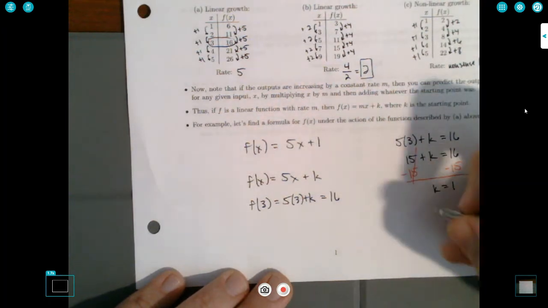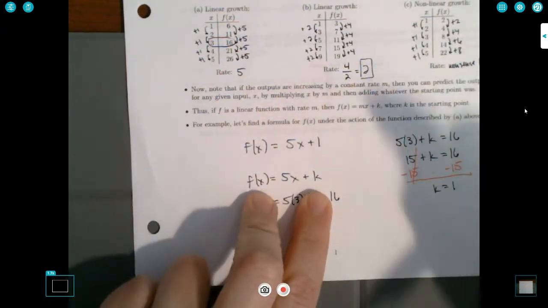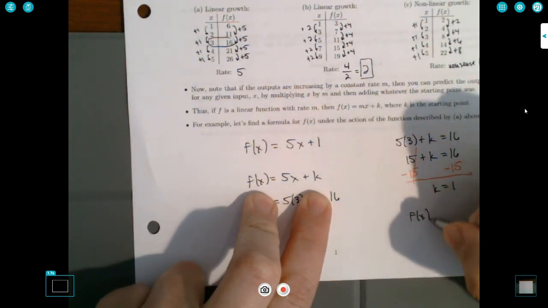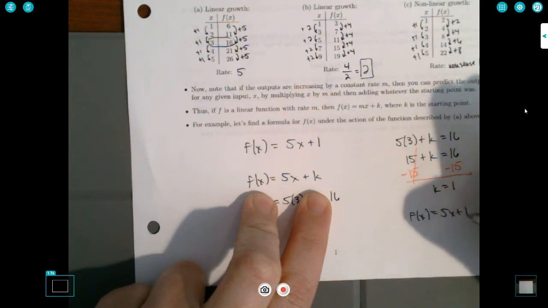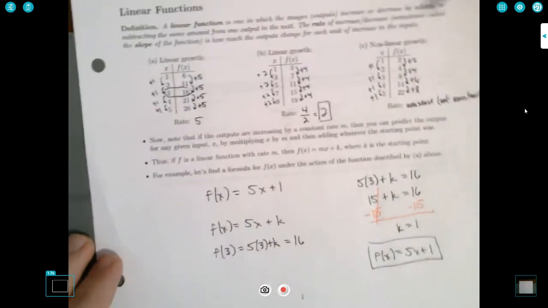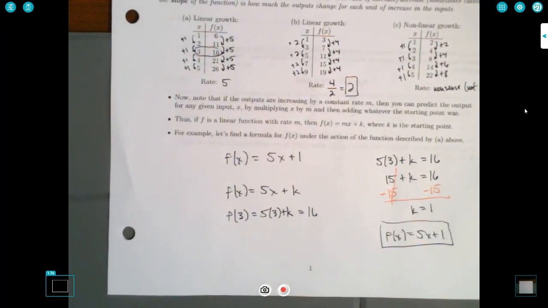Anyway, putting that all together, I know f of x was 5x plus k, and now I know that k equals 1. So really, f of x is 5x plus 1, right? And that's my final answer. Okay? Anyway, this is the idea behind modeling with linear functions. This is how you model with linear functions. Let me give you another couple of examples.